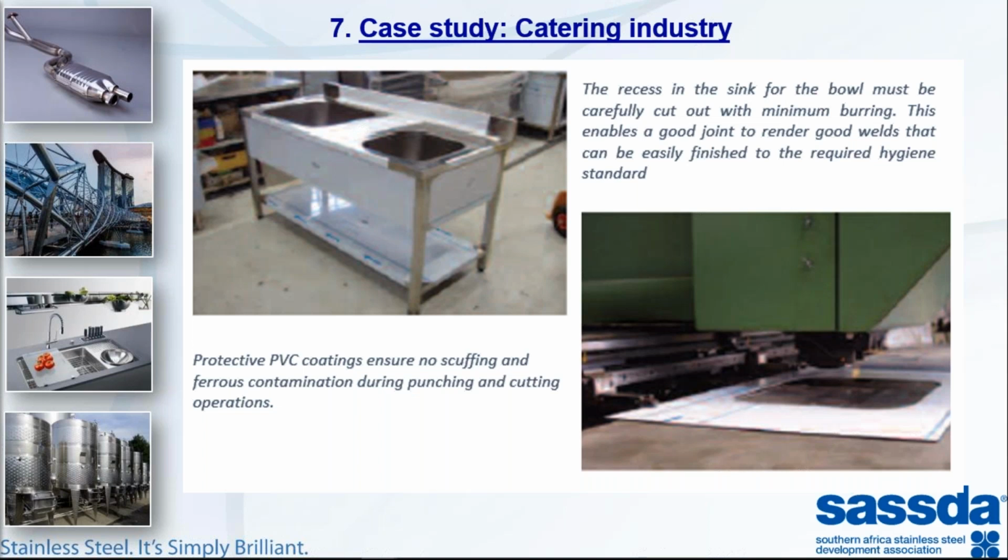In the old days, they used to do it with nibblers, and then they had to deburr. Nowadays, that's why we've got laser cutting and NC methods of doing things. Even the bending is very important. So once we put the drop-in bowl in, there will be a good joint to render good welds that will require only minimum material to be deposited during the welding process, and then it can be easily cleaned off to the correct hygiene standard. And there at the bottom you see a punching machine. The PVC remains on as long as possible.